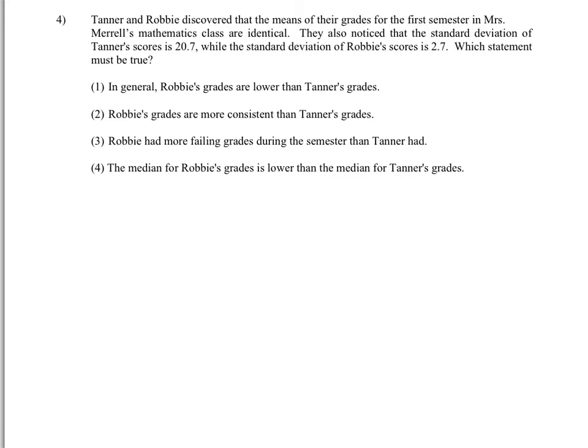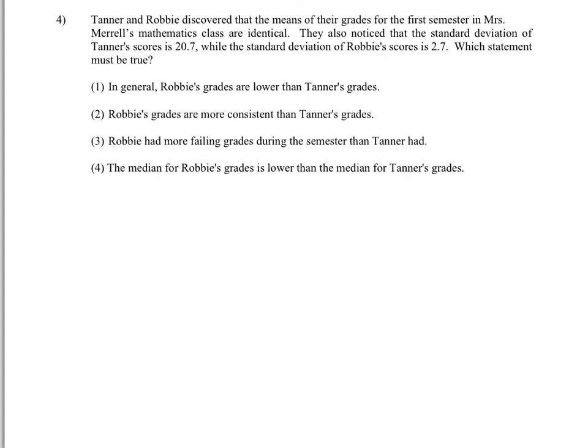So Tanner and Robbie discovered that the means of their scores for their first semester in math class are identical. So we have the same X bar. They notice, however, that the standard deviation for Tanner's scores is 20.7, while the standard deviation for Robbie's scores is 2.7. Which statement must be true? So why don't we go ahead and take a look at each one of these choices. Number 1, in general, Robbie's grades are lower than Tanner's grades.